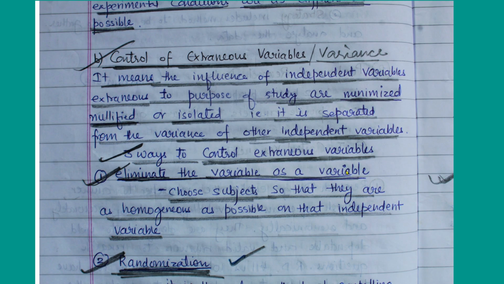So they are the extraneous variable. You don't want it, but they will interfere. It means the influence of independent variables extraneous to the purpose of study. Those variables which you do not want in your study. They are extraneous to your study, but they will affect your dependent variable, the variance of the dependent variable. So they are extraneous variables.